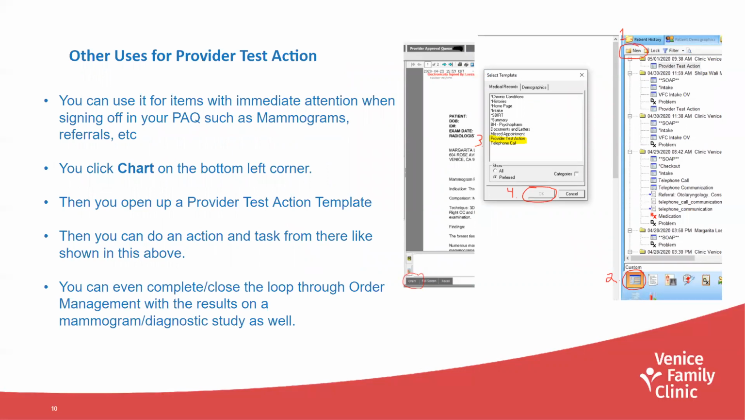Other uses for Provider Test Action: you can use it for items with immediate attention when signing it off in your pack, such as mammograms and referrals. You click chart on the bottom left-hand corner here. Then you open up the Provider Test Action template. Okay. You can then do an action and task from there, like shown in this screenshot above. You can even complete or close the loop through order management with the results on a mammogram or diagnostic study as well.